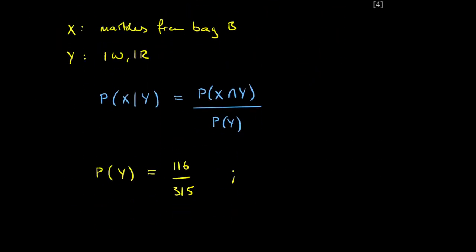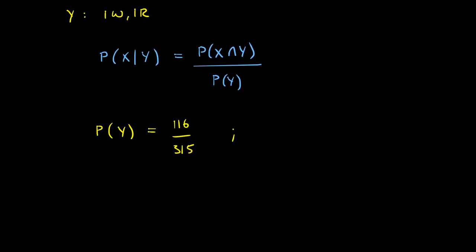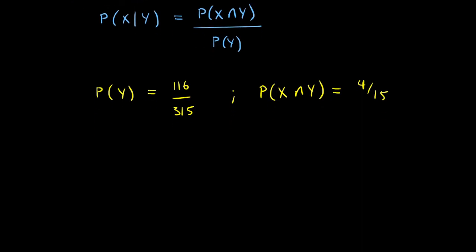So let's write that down. The probability of the intersection of X and Y is the summation of those two probabilities. And if I do that, I get 4/15. Therefore the probability of X given Y is going to be the probability of the intersection, 4/15, divided by the probability of Y, which is 116 over 315.